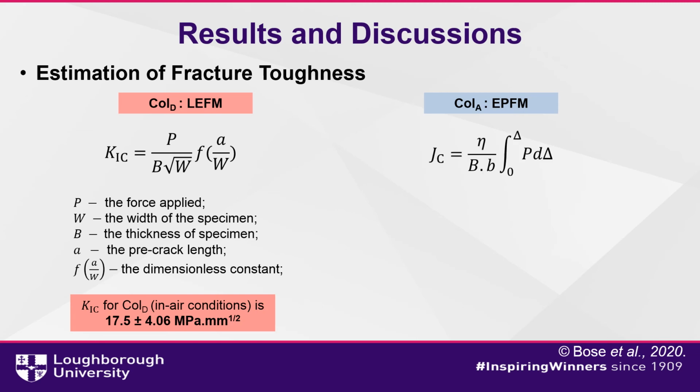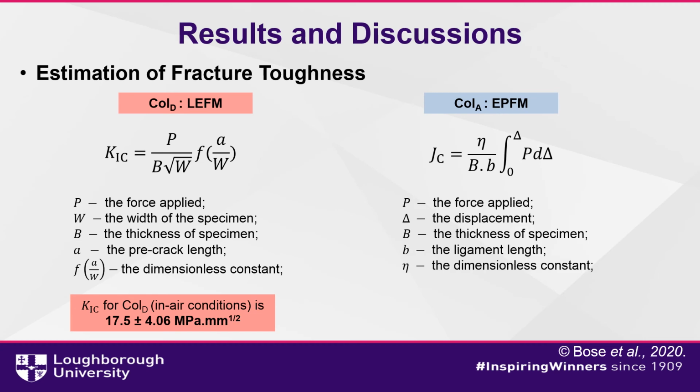JC may be estimated using the following equation, where P is the force applied, delta the displacement, B the thickness of the specimen, small b the ligament length, and eta the dimensional constant which depends on the shape of the specimen. JC for COLA is about 2.5 megapascals into millimeter.